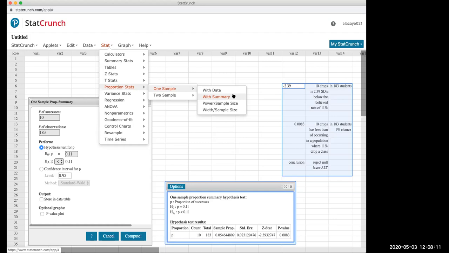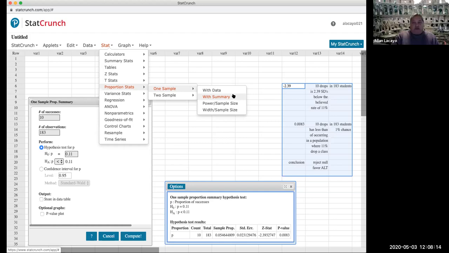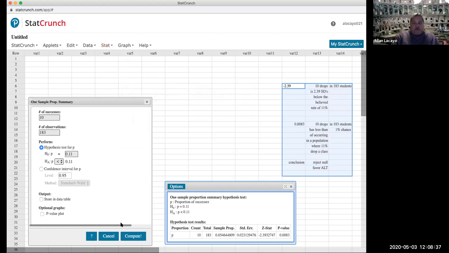So that's the command sequence that I just activated. Once you click on With Summary, so now you can take the whole picture, this dialog window on the left opens and you put in these four data entries from your question. And when you compute that, you get this table, which gives you the test statistic and the p-value, which are the two numbers that I entered in the question. And then you have to interpret the results.